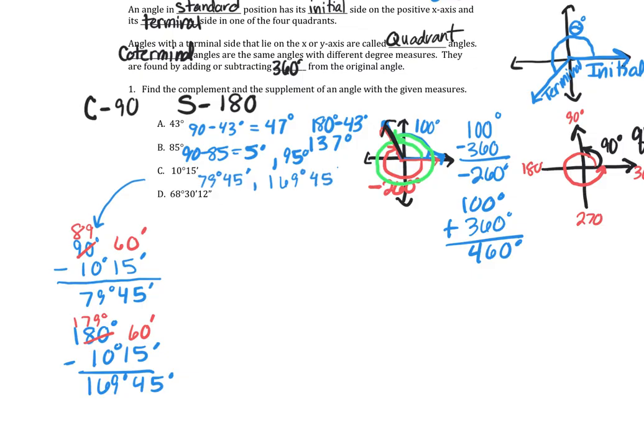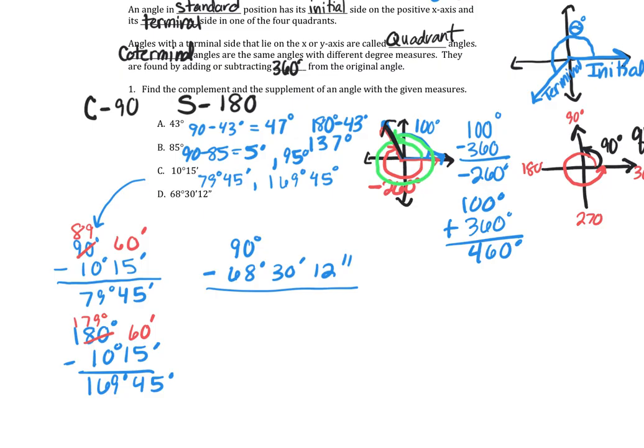Again, what you can do is you can add 90 to 79, and that'll give you the measure of your supplement. Just a shortcut that you can do. Okay, let's do this last one. So our angle is 68 degrees, 30 minutes, 12 seconds, starting with our complement. So 90 degrees minus 68 degrees, 30 minutes, 12 seconds.